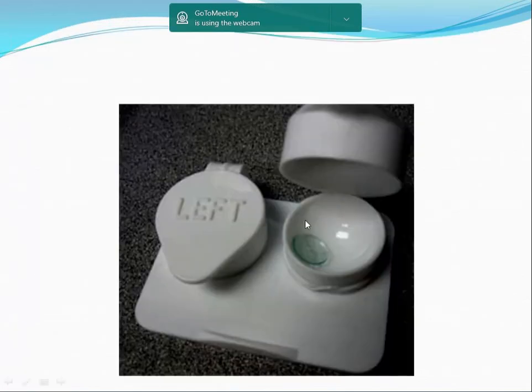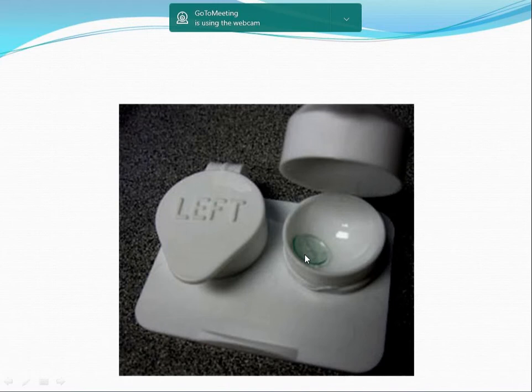What is this? Can anybody tell me what this is? Anyone from the class? I'm sure at least a few will know what this is. Intraocular lens. No. People who have glasses should know it. Yes, contact lenses. Yes, this is a contact lens.